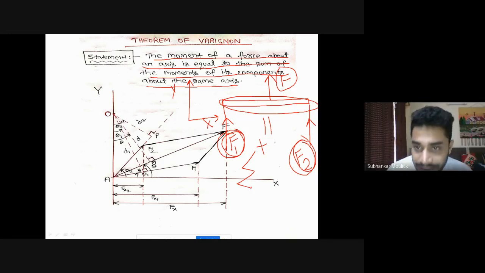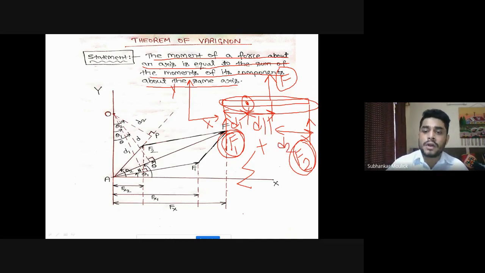Yes. That means say I am interested in calculating the moment at this particular point. Say the distance which the resultant makes from this point is d, and the distance which the component of the resultant F, that is F1, makes till this point is, say, d1, and for F2 say this distance is d2. Then according to this theorem, moment is what?